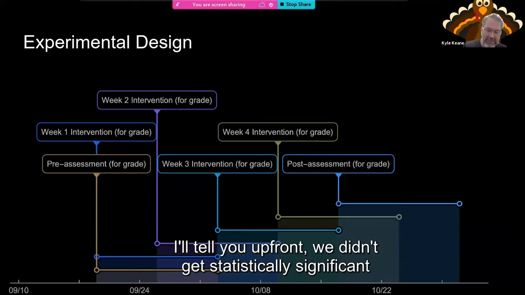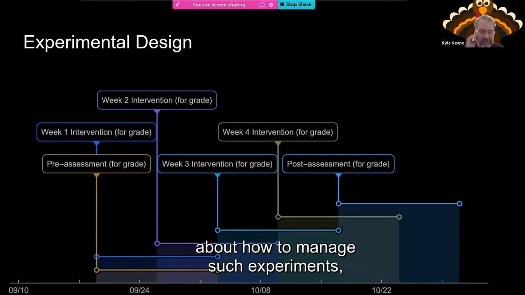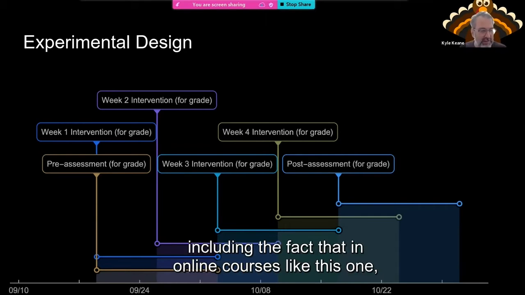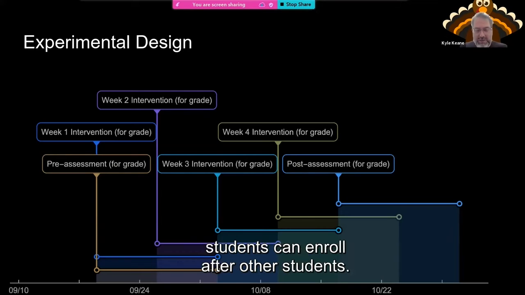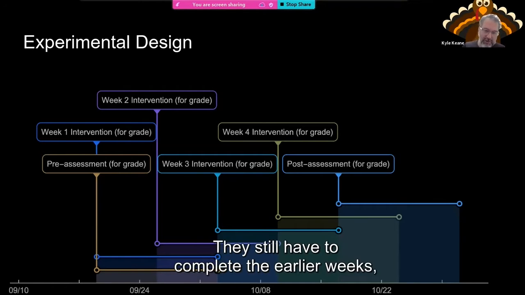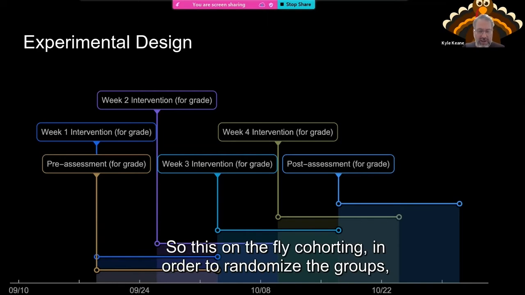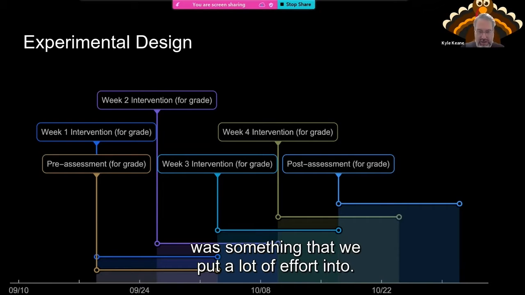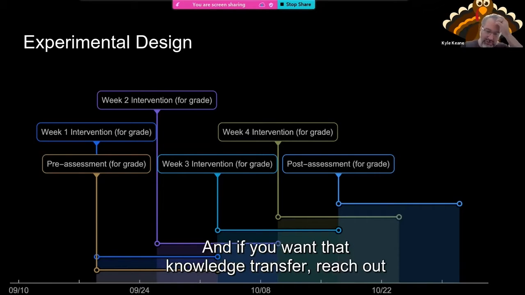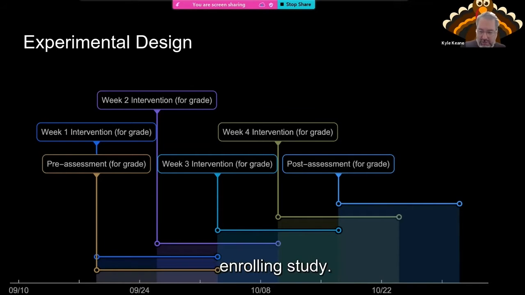I'll tell you up front, we didn't get statistically significant results, but I still think we learned an incredible amount about how to manage such experiments, including the fact that in online courses like this one, students can enroll after other students. So once the course has begun, somebody can come in week 2. They still have to complete the earlier weeks, but we need to have already cohorted everyone who enrolled in week 1. So this on-the-fly cohorting in order to randomize the groups was something that we put a lot of effort into. And if you want that knowledge transfer, reach out. We can help you understand how to keep valid experimental design in an actively enrolling study.